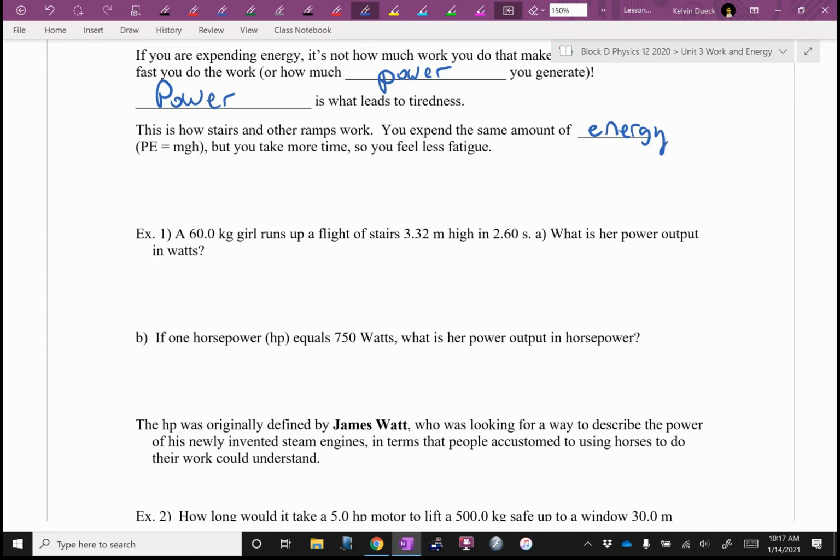A young girl runs up a flight of stairs 3.32 meters high in 2.6 seconds. What's her power output in watts? Okay. McKenna, what does this question ask me to find? So I'm going to start out by writing power. Power is capital P, lowercase p is something else, is W over T.